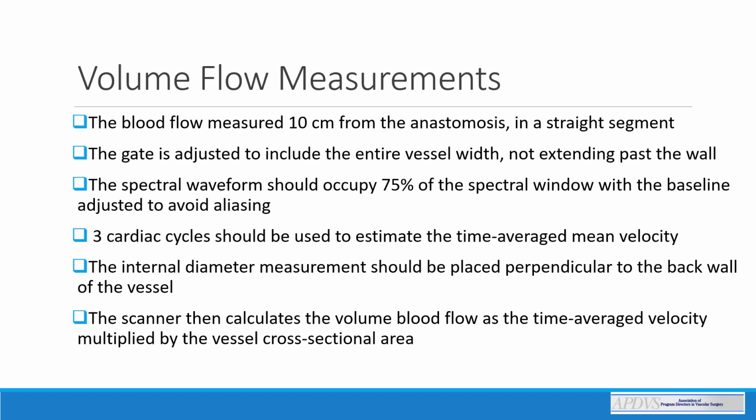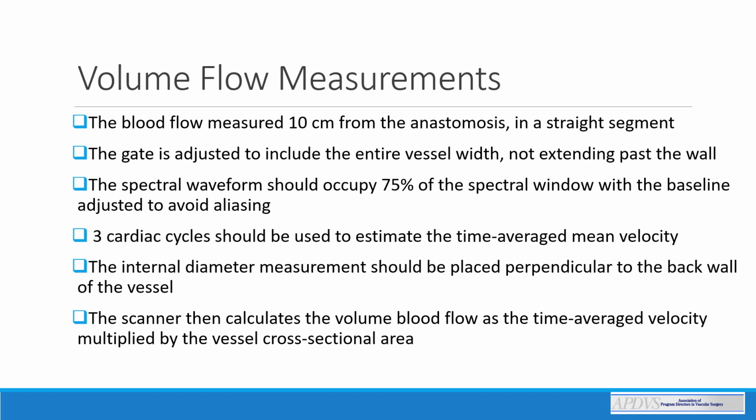To obtain volume flow, blood flow is measured in the mid-portion of the fistula in milliliters per minute, using the volume flow measurement function on the ultrasound scanner. It is important to use careful technique while measuring blood flow in the fistula, as there are many potential pitfalls in volume flow measurement. The blood flow should be measured approximately 10 centimeters from the anastomosis in the straight, non-tapering segment of the draining vein.